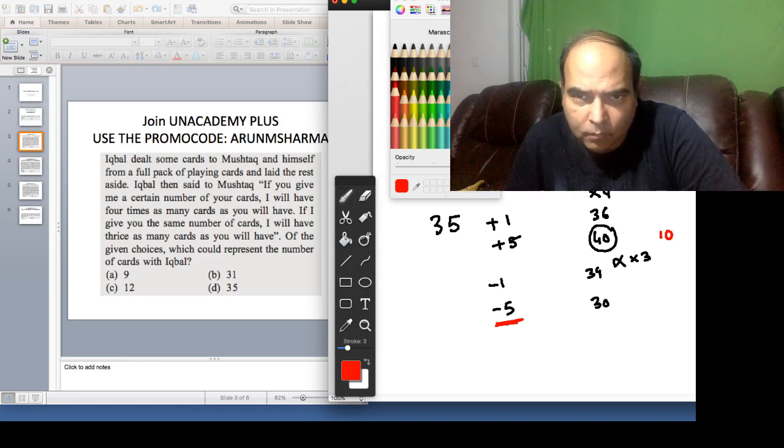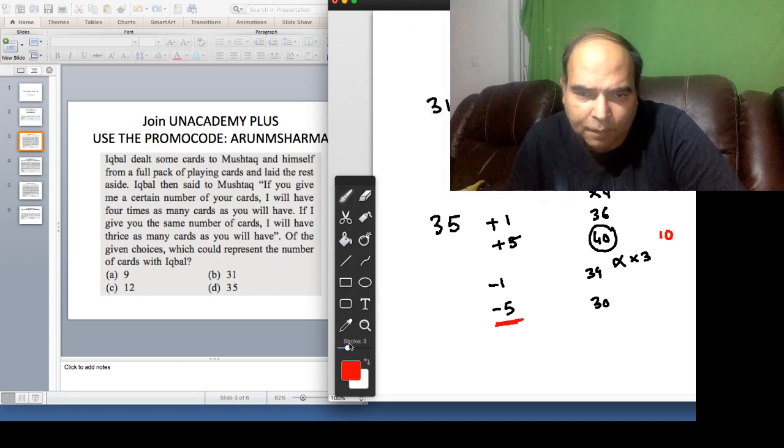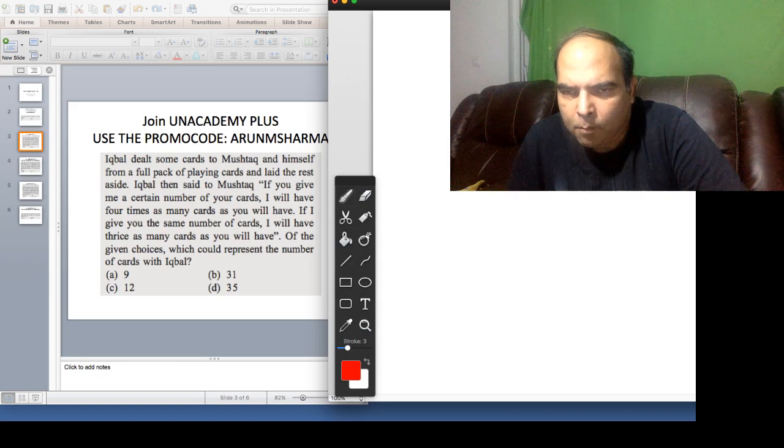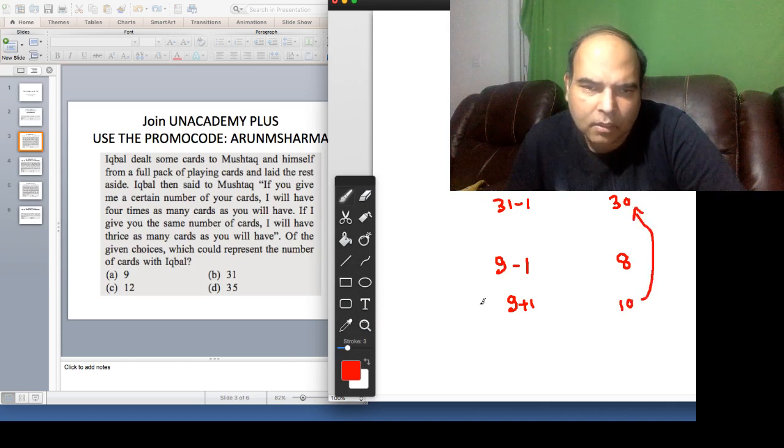So if you end up picking 35, which obviously normally between 31 and 35 you would have picked up 31. At 31 plus 1, 32, Mushtaq needs to be at 8, which means he is at 9 minus 1. And at 31 minus 1, which is 30, Mushtaq is at 9 plus 1, which is 10. And this is clearly 3 times. And hence both the angles are met. And hence the number of cards is 31. Option B for this question.